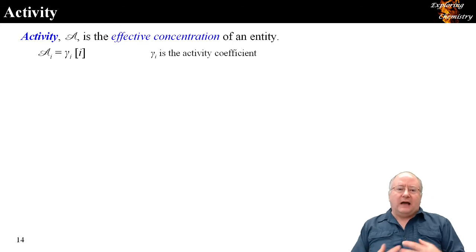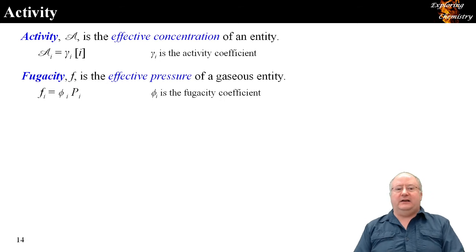So, a couple of terms, and then we're going to simplify this. Activity, given a scripty A symbol, is the effective concentration of an entity. The other one is fugacity. Fugacity is the effective pressure of a gaseous entity. Both activity and fugacity are calculated the same way. There is some activity coefficient or fugacity coefficient that is multiplied by what we would expect the concentration to be, this is the pressure.